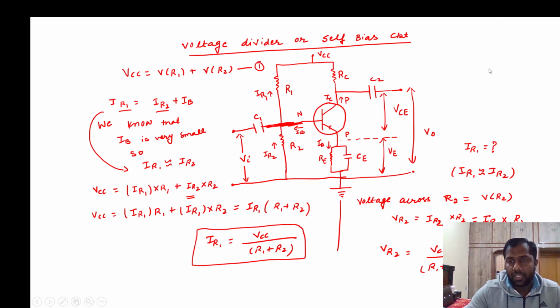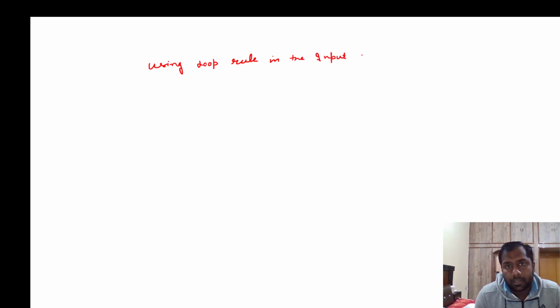So now moving to the next slide, what we can write here using the loop rule in the input side, input section.